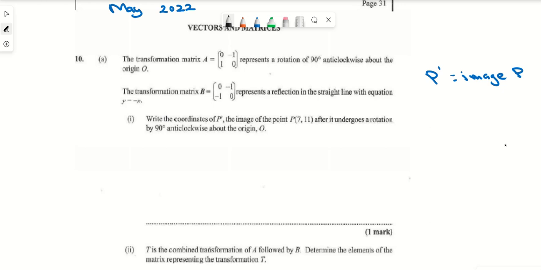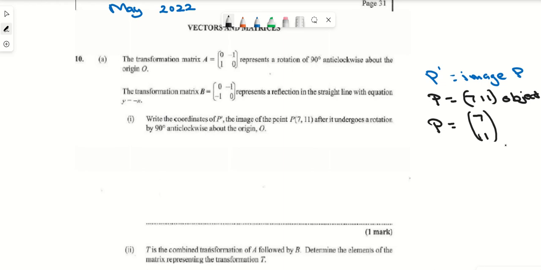The image of the point P, so P is 7, 11, and this is your object, right? After it undergoes a rotation of 90 degrees anti-clockwise about the origin. Now, first off, because we're dealing with matrices, this P has to go as a column matrix. And we know that P as a column matrix would be 7 on top, which is your X value, 11 at the bottom, which is your Y. So this is column matrix P.